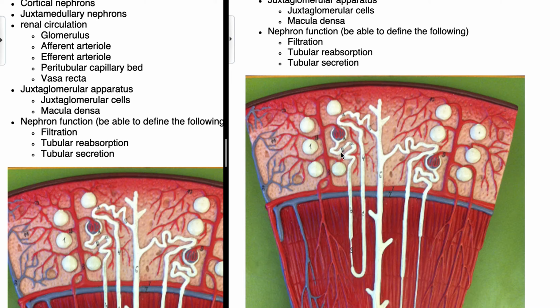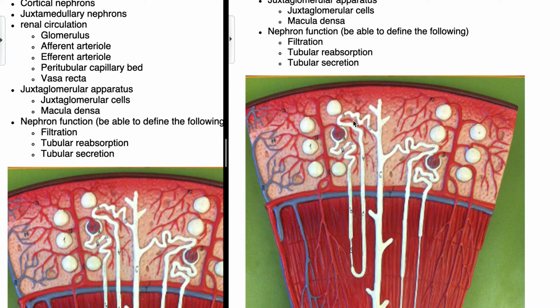And then tubular secretion is putting things into the tubule, but not doing it through filtration. Tubular secretion is happening technically both at the proximal convoluted tubule and the distal convoluted tubule, but it's usually talked about as being kind of a special feature of the distal convoluted tubule. But what that means is that the actual cells of the distal convoluted tubule, for example, would be pulling things from your blood, from the peritubular capillaries, and putting them into the lumen of the distal convoluted tubule.